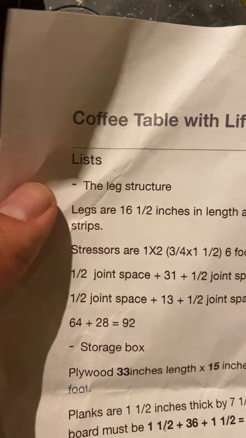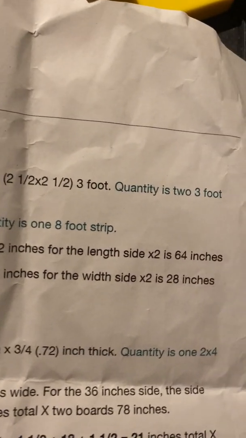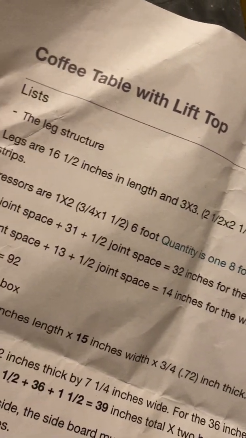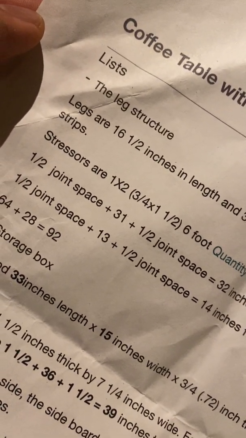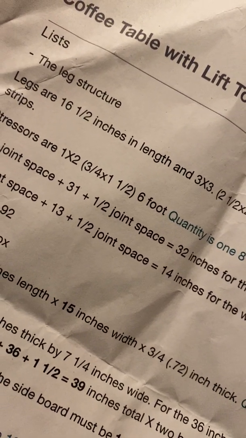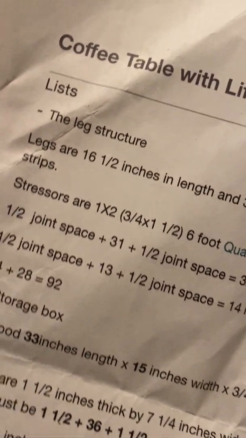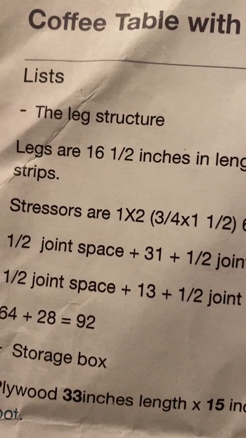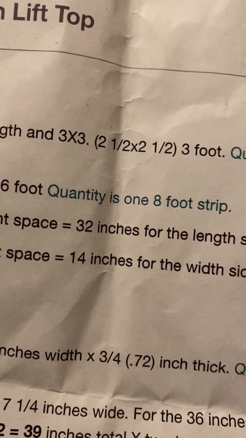Okay. Leg structure, legs 6.5 inches, and so on. Now what's in green is what I need to buy. That's a quantity. I broke it down in measurements how I really want it. The stressors are the cross sections to support the legs. The numbers in parentheses are the actual dimensions, because we're paying for 1x2, but the sawmill had to reduce it down, so that's why it's not true.